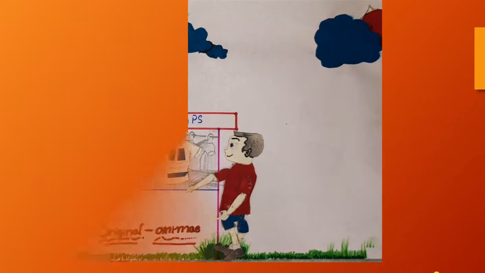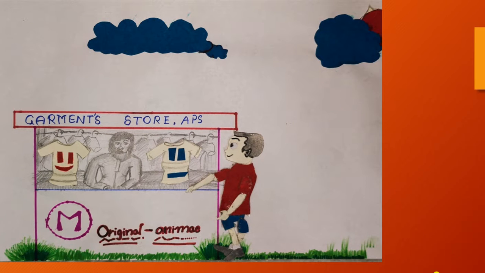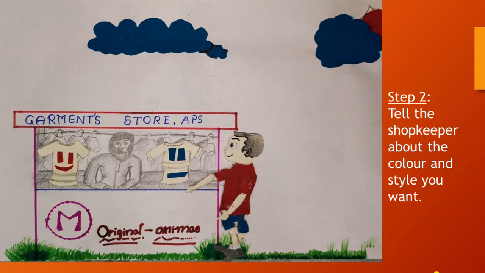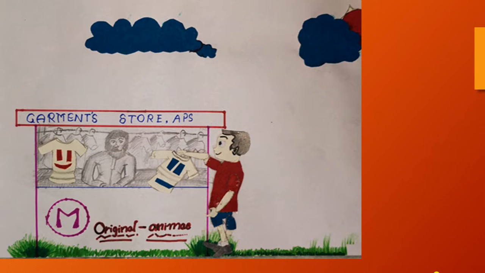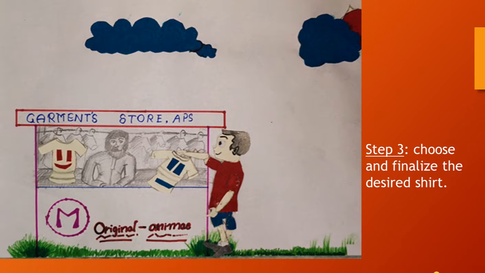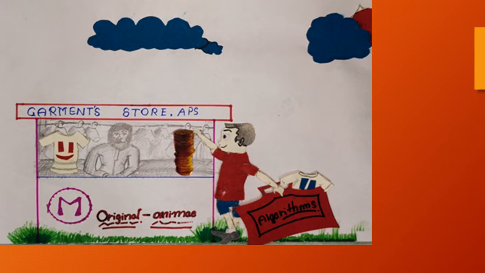The second step would be, in the garment shop you will talk to the shopkeeper. You will tell the shopkeeper about the color and style you want, your choice. Then the third step: once you have told your choice, the shopkeeper will display some t-shirts, some patterns, and your step will be to choose and finalize the desired shirt, whichever you like the most. After you have selected a shirt out of the shown shirts, the next step is to pay money to the shopkeeper.